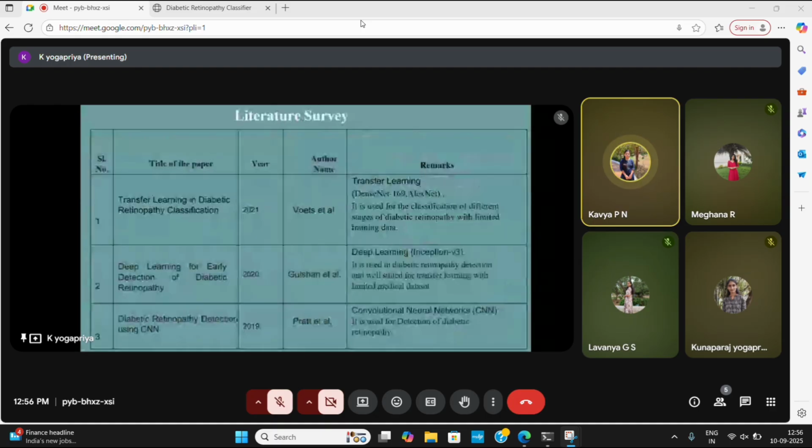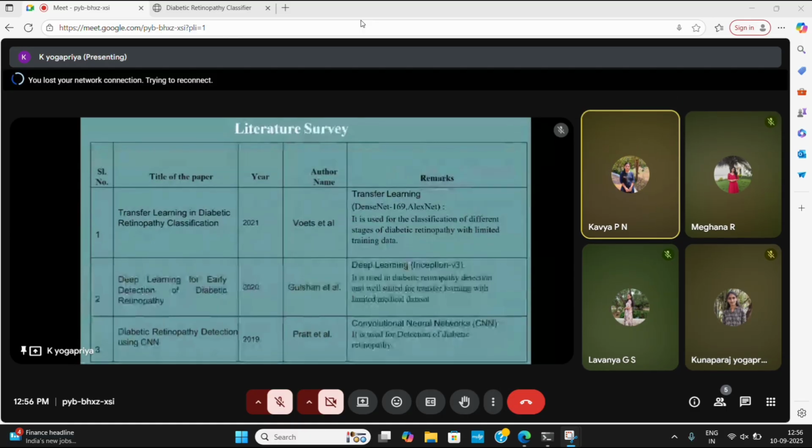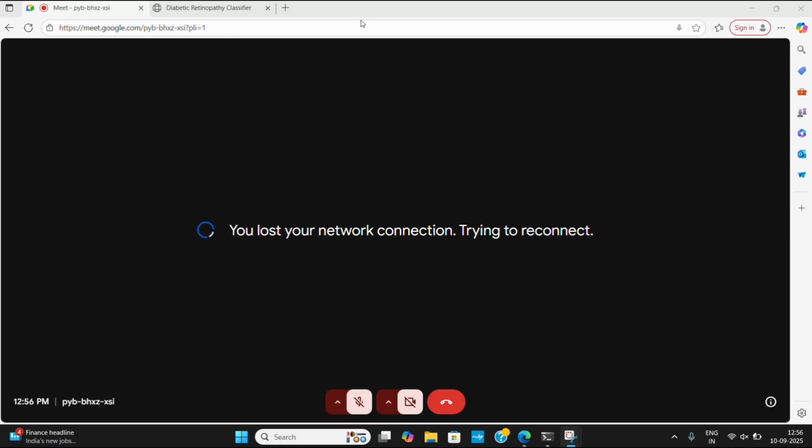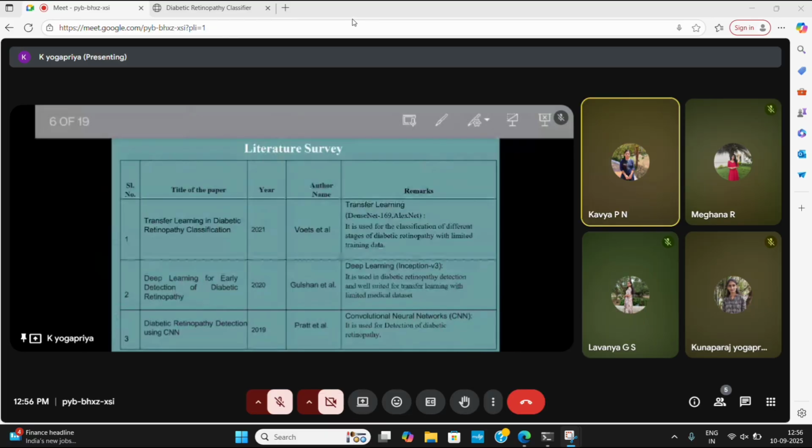These are the IEEE papers we referred to for our project. Transfer Learning in Diabetic Retinopathy Classification, published in 2021 by Words et al. Deep Learning for Early Detection of Diabetic Retinopathy, published in 2020 by Goshen et al. Third one, Diabetic Retinopathy Detection using CNN, published in 2019 by Prats et al.